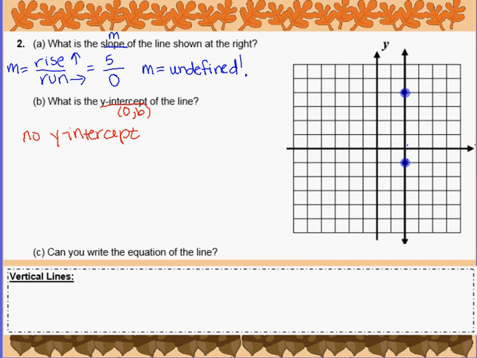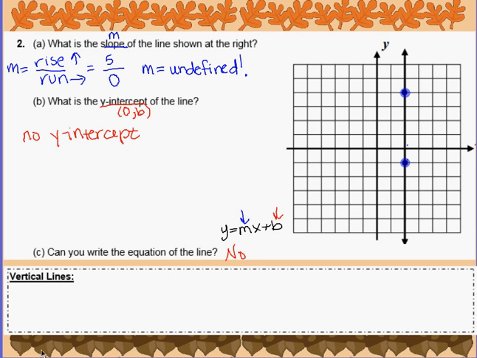So for part C, it's asking us, can we write the equation of a line? It's normally y equals mx plus b, but we now have an undefined value here, so that's impossible. And then we have no value for b. So no, the equation cannot be written until I summarize these notes with you.